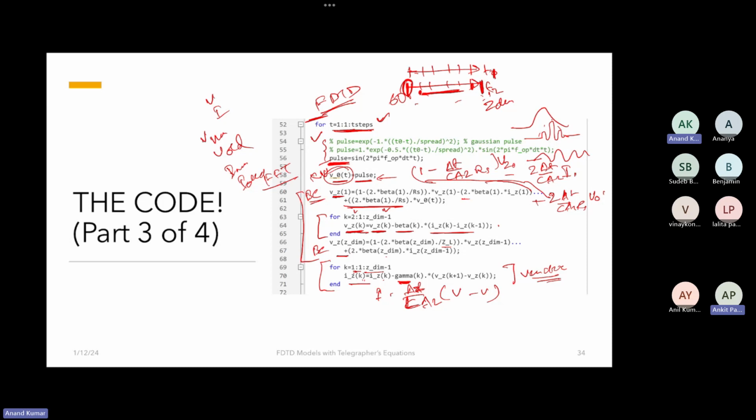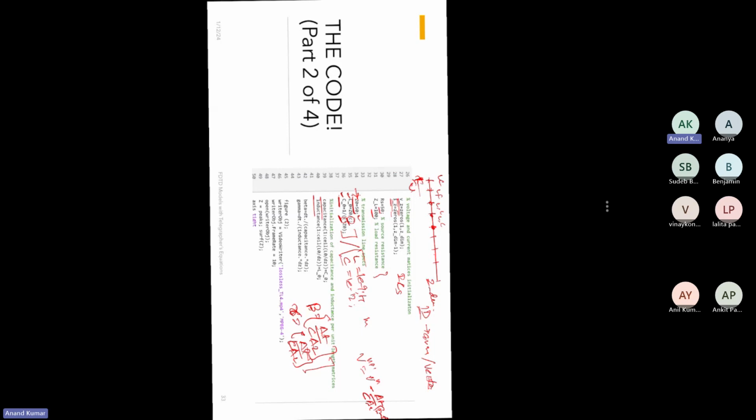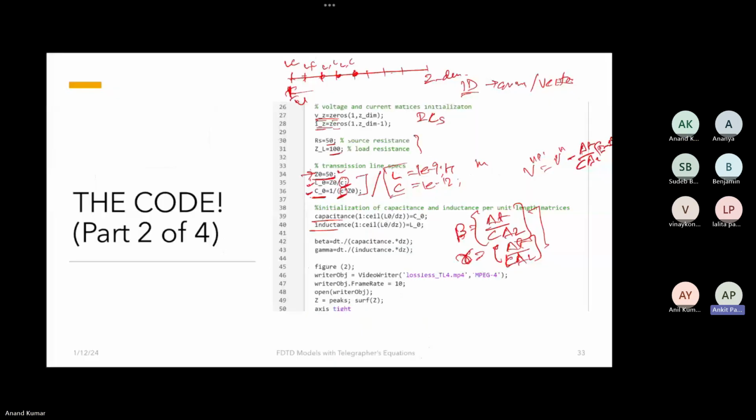If you go back to part 2 of the code. I'm not sure why it is not updating. Just give me 1 second. It's stuck again. Okay, don't worry. Is it there? Okay, fine.